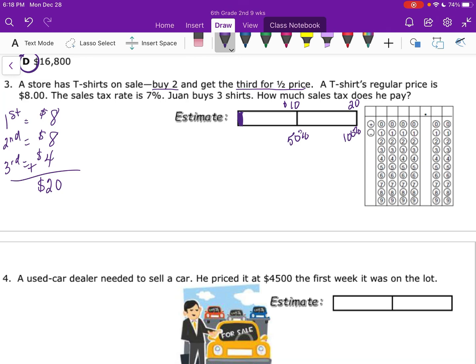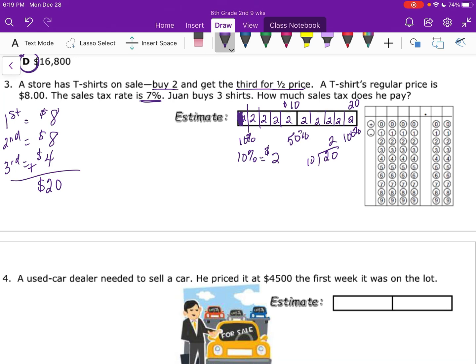Now, we're not going to use the percent bar for this one because 7% is not an easy percent to get on that. We can use it to do an estimate. So if we go back to the bar over here, and we took 20 and divided it by 10, that would be 2. So each one of these would be 2. So 10% is $2. So we know that our answer has to be less than $2 because 7% is less than 10%.